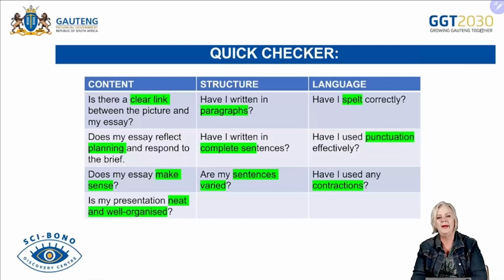Let's move to the language. Have I spelt correctly? Have I used punctuation effectively? Or is there some space to improve on that? Have I used any contractions? Those are the things you need to check when you finish your essay.